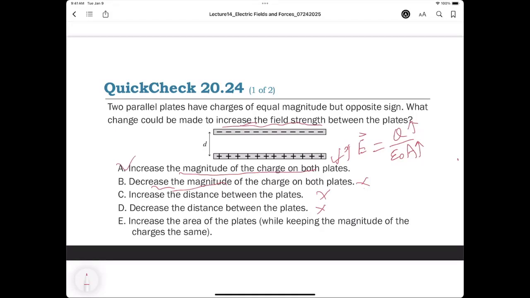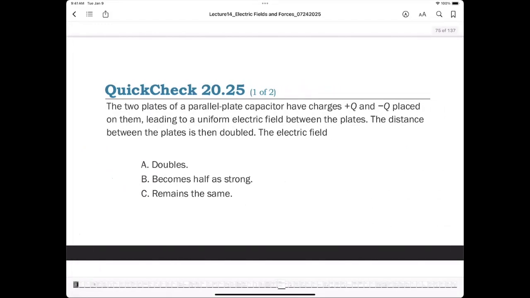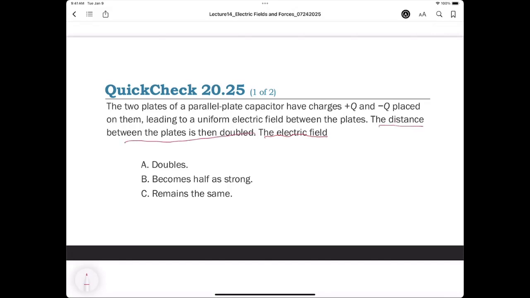Okay, A. Let's talk about this one. The two plates of a parallel plate capacitor have charge positive Q and negative Q on them, leading to a uniform electric field between the plates. The distance between the plates is then doubled. Then the electric field will be, actually we talked about that, the distance will not affect the electric field. So it will remain the same. Does it make sense to you?